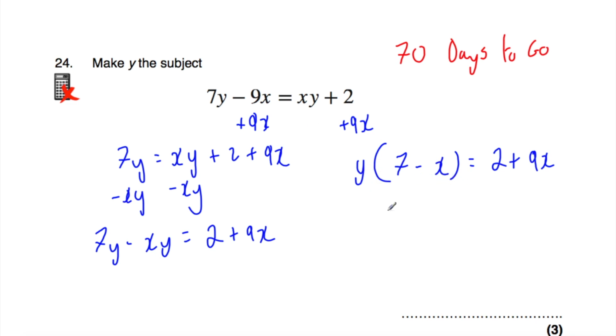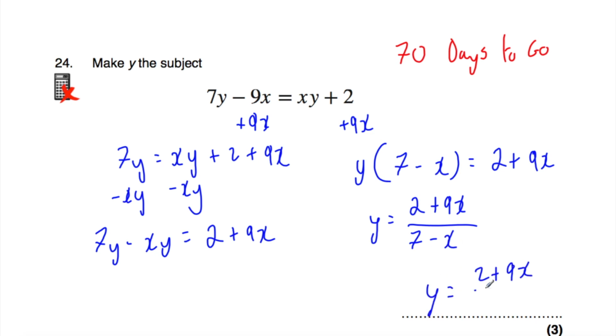So on the left hand side, we'll be just left with y, because y times 7 minus x, if we divide by the 7 minus x, we'll be left with y. On the right hand side, we had 2 plus 9x. We're going to divide that by 7 minus x, so we're just going to put that beneath it, and that's it. So y equals 2 plus 9x over 7 minus x, and if you got that, well done.